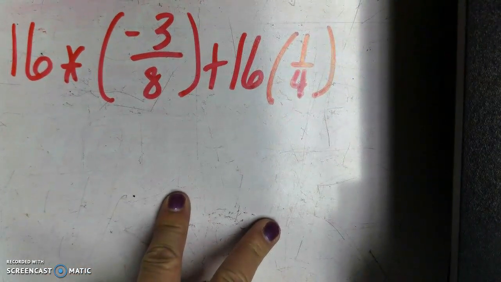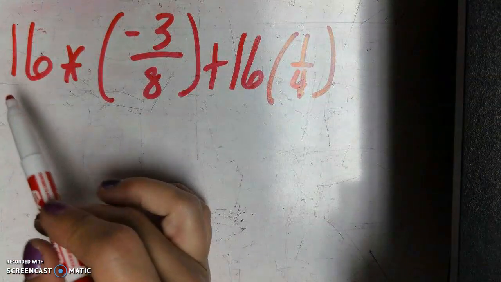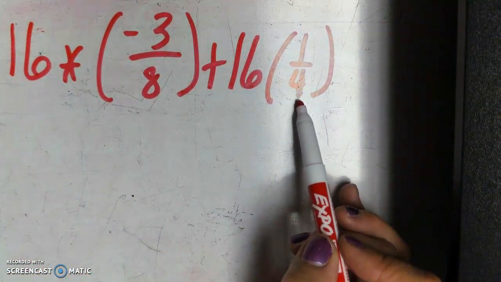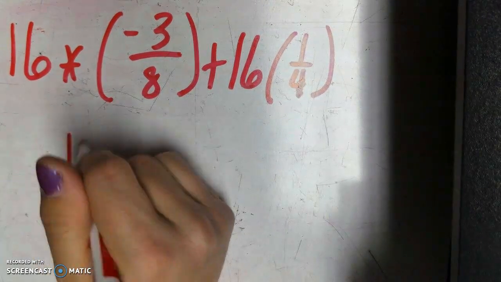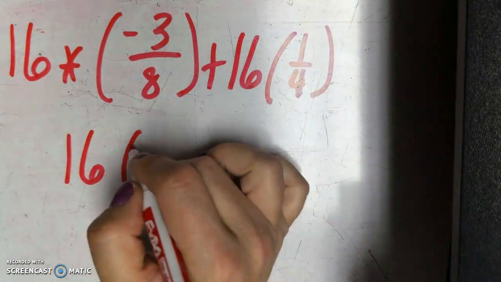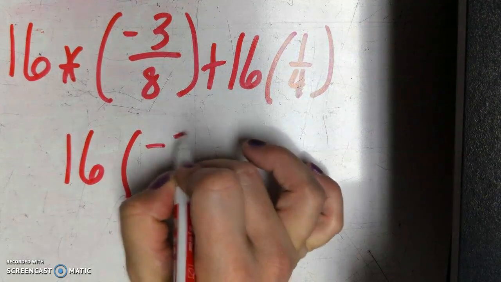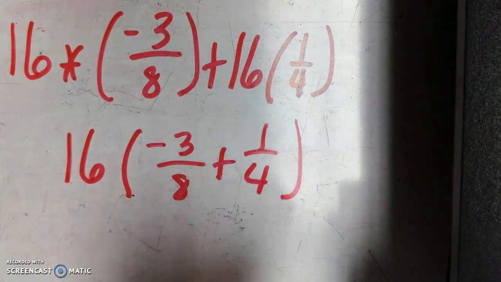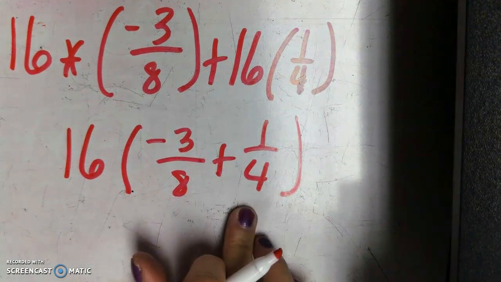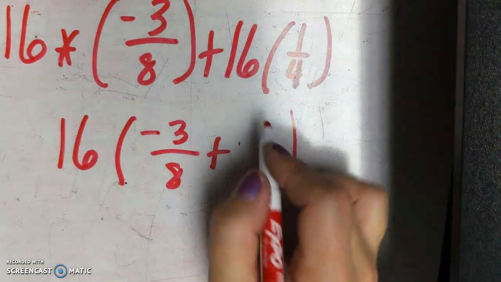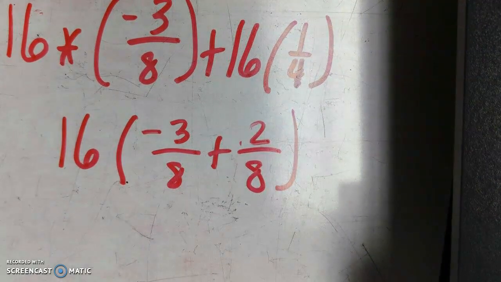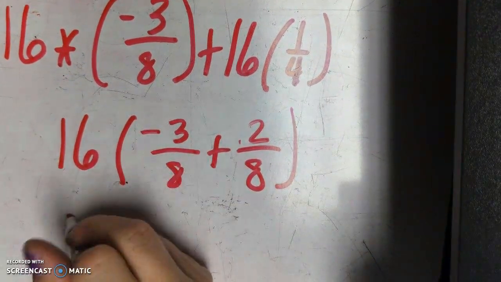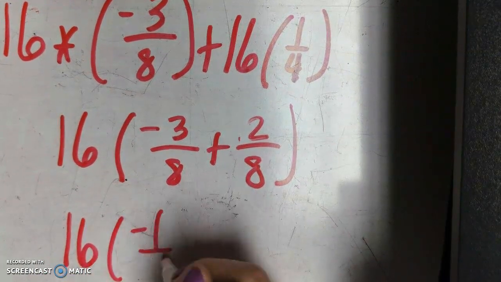So here, looking at this, I can see that I'm taking 16 times this and adding it to 16 times this. So this time I can go backwards. I can distribute that 16 out, and I can say this is the same as 16 times negative 3/8 plus 1/4. Here I can change that 1/4. We know that's the same as 2/8. Then I'm going to go ahead in here, combine these in the middle to give me negative 1/8.